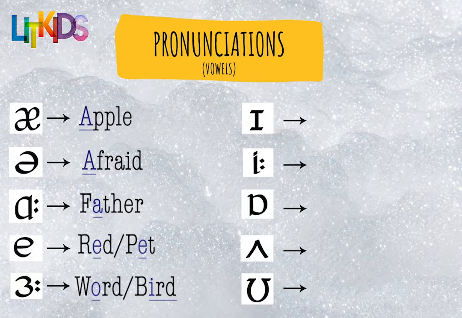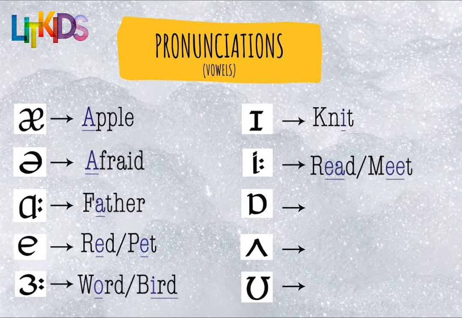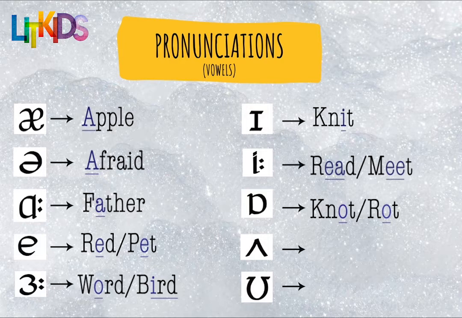You have the sound which you find in word and bird. You have the I sound, which you find in knit. You have the E sound, which you find in read and meet. You have the O sound that you find in not and rot. You have the sound that you find in run. This is a little different from the schwa in that it's a more prominent pronounced vowel.